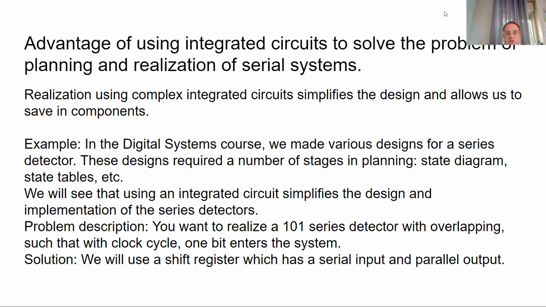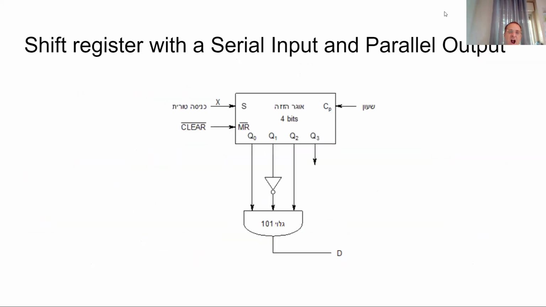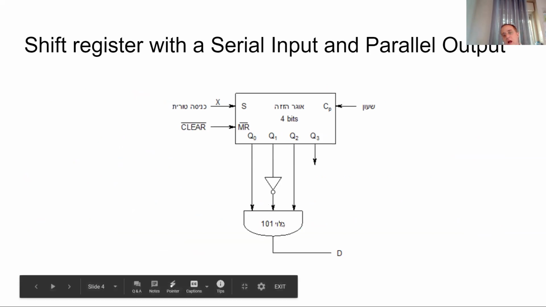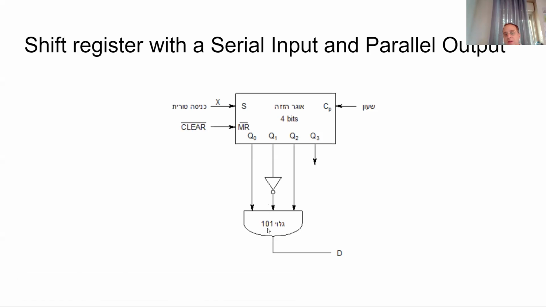We will use a shift register, which has a serial input and a parallel output. Let's see it. Shift register with a serial input and a parallel output. Here is the parallel output, three things coming out. Notice, here is our 101. In other words, this is a 101 detector.